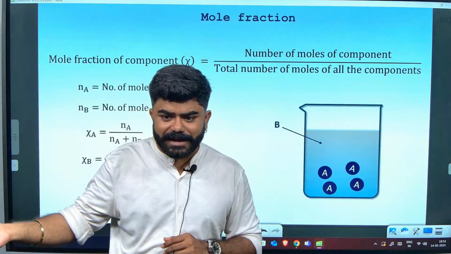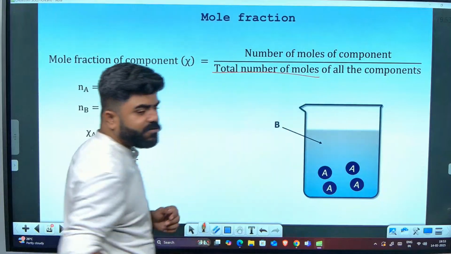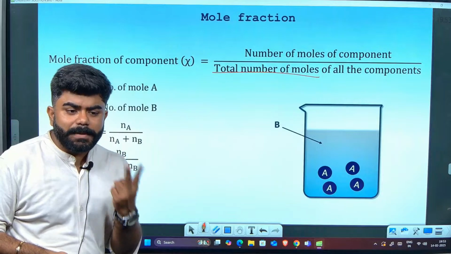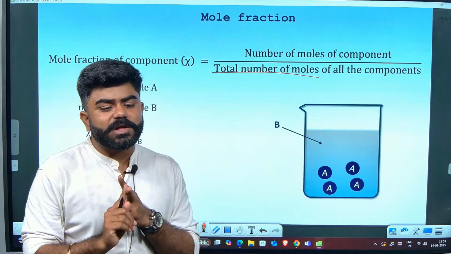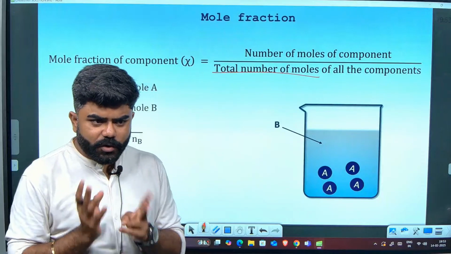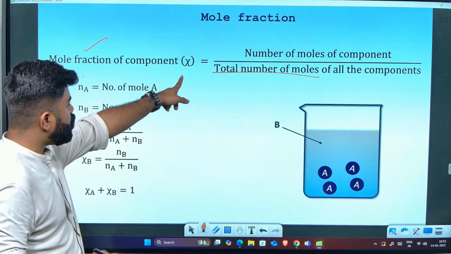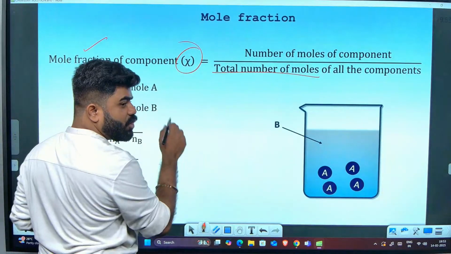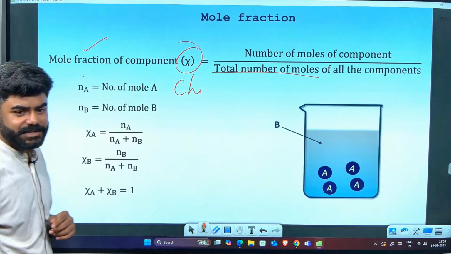You can define it that way, correct? Otherwise you can just write total number of moles of all components. The meaning is the same. We are talking about a binary solution, one solute, one solvent, correct? We are talking about that. So you will copy down this formula, mole fraction of component, which is given by this. What is this? It's not x, it's chi, chi.